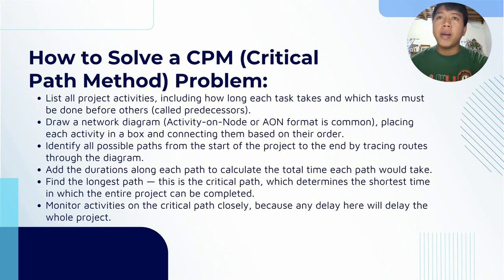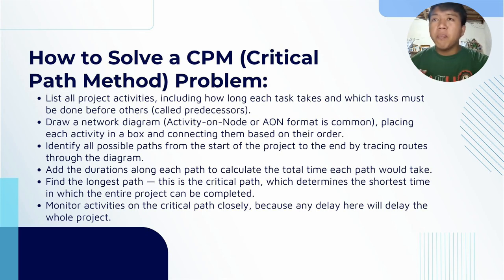CPM, or Critical Path Method, is a project management technique used to identify and schedule the most critical tasks in a project, ensuring it is completed on time. In short, CPM is a technique used to identify the most crucial sequence of dependent tasks, or the critical path, that determines the total time the project will take. It also helps in planning, scheduling, and managing complex projects.